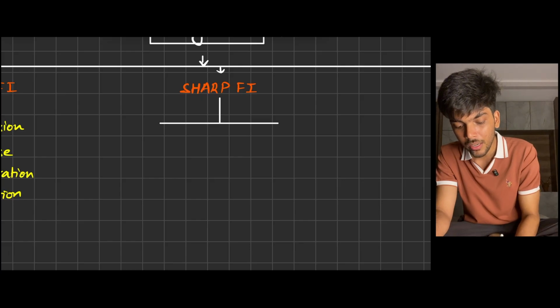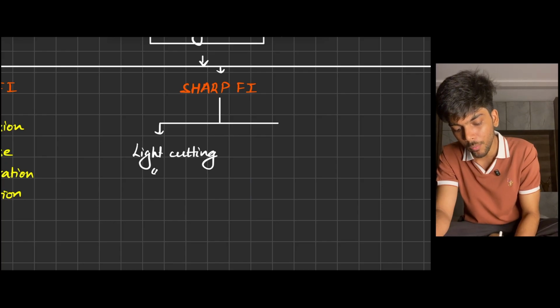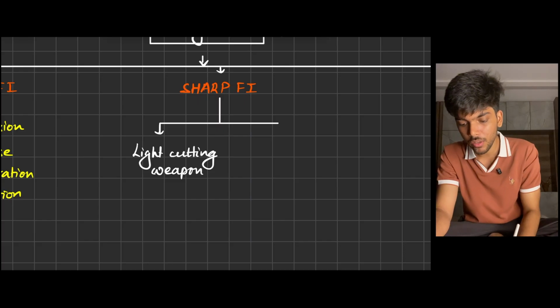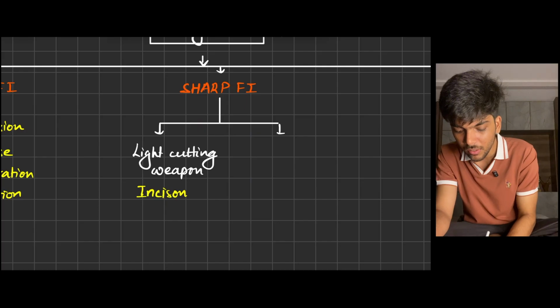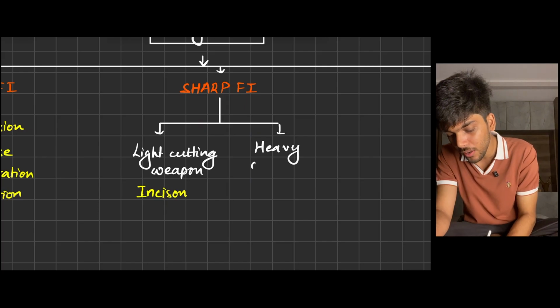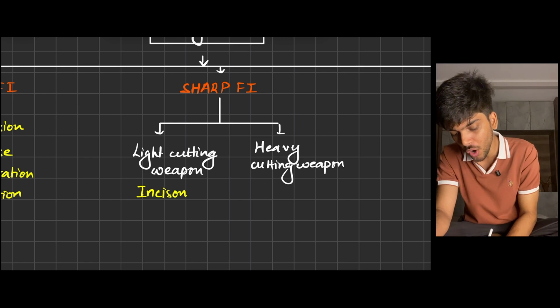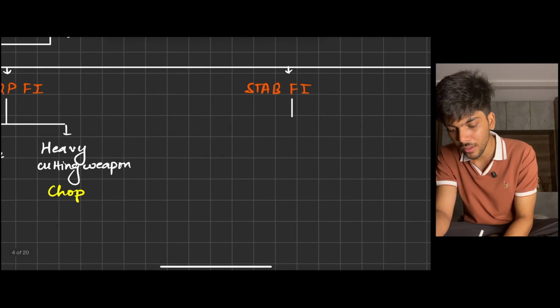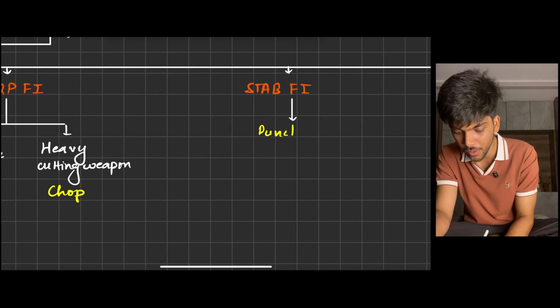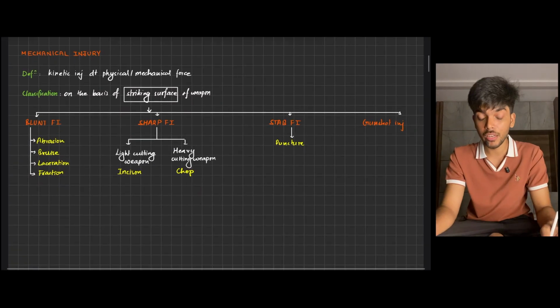Sharp force injury, depending on whether it is as a result of a light cutting weapon, for example, a knife, right? Light cutting weapon, a knife or a scalpel, you get incision. But if it is a heavy cutting weapon, right? Heavy cutting weapon like a chopper or an axe, you get a chop. Due to a stab force injury, you get a puncture wound or a puncture injury. Okay. With that, we are done with the classification of mechanical injury as well.